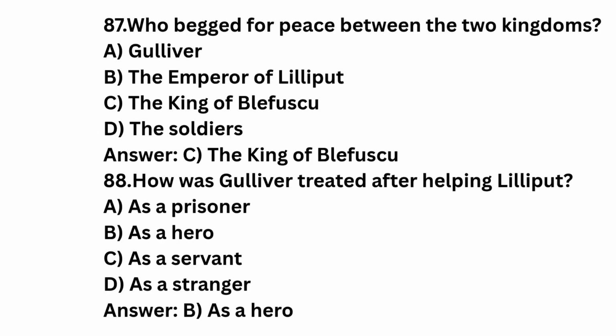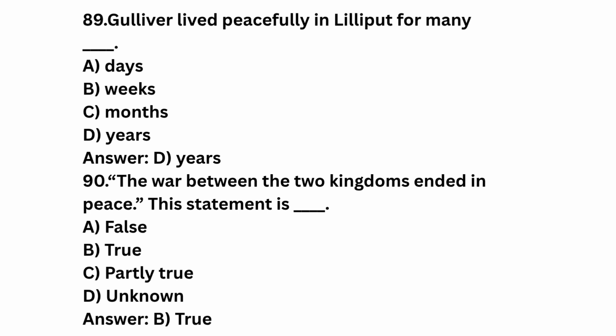Who begged for peace between the two kingdoms? Gulliver, the emperor of Lilliput, the king of Blefuscu, the soldiers. Answer: the king of Blefuscu. How was Gulliver treated after helping Lilliput? As a prisoner, as a hero, as a servant, as a stranger. Answer: as a hero. Gulliver lived peacefully in Lilliput for many days, weeks, months, years. Answer: years.